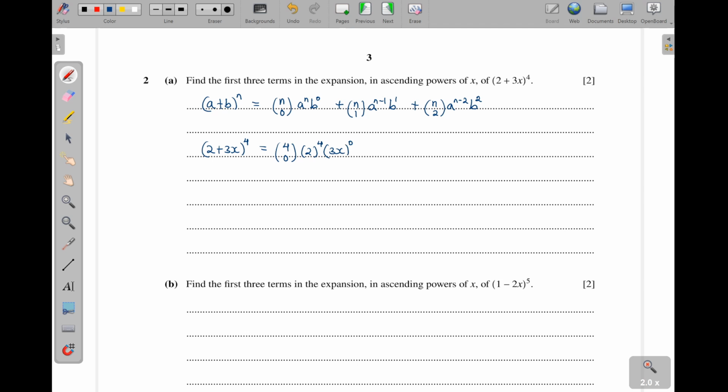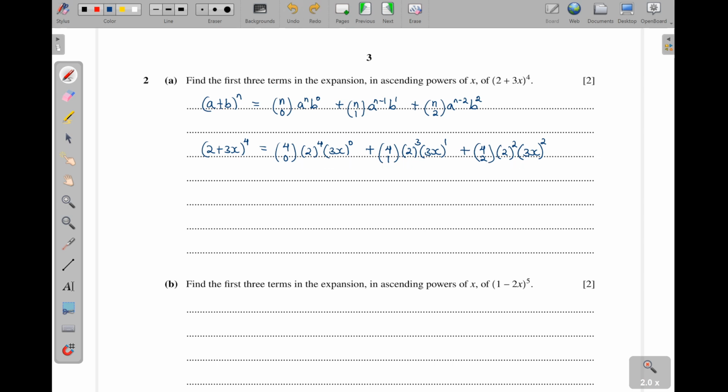Now remember, if this one was a minus, then we would take it with that negative. Then plus 4 combination 1, and then 2 here to the power of 1, then 3x to the power of, pardon me, this one has to be to the power of 3. It keeps on reducing by 1. Then 4 combination 2, then the 2 has to be to power 2, and then the 3x has to be to power 2. They said the first three terms, so this is the first, the second, and the third.